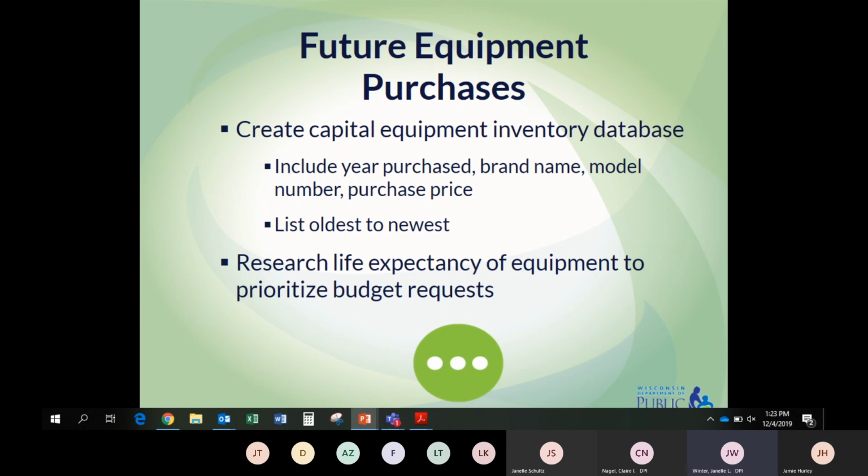The other thing is to create a document on that database, research the life expectancy of the equipment, and prioritize your budget request. There is data available on the web that will tell you the life expectancy of your piece of equipment.